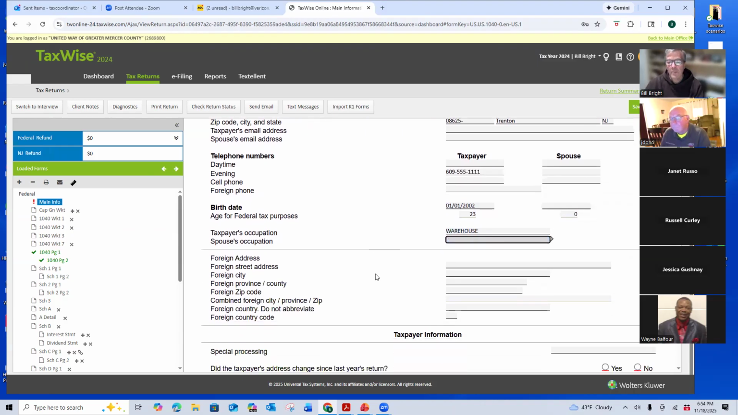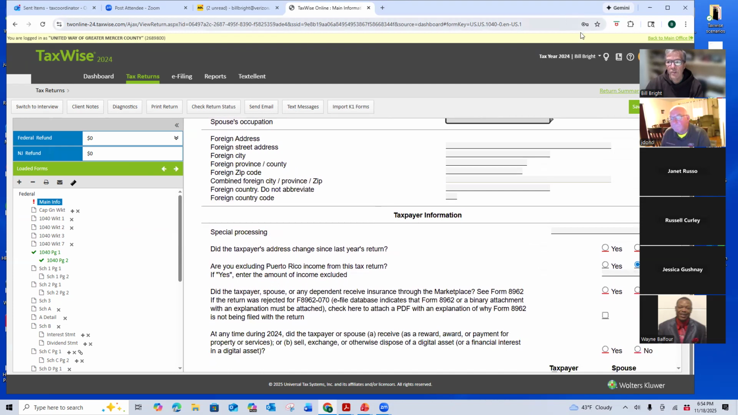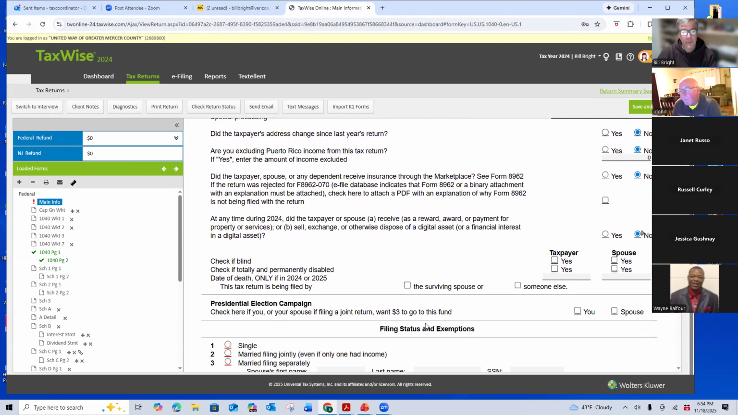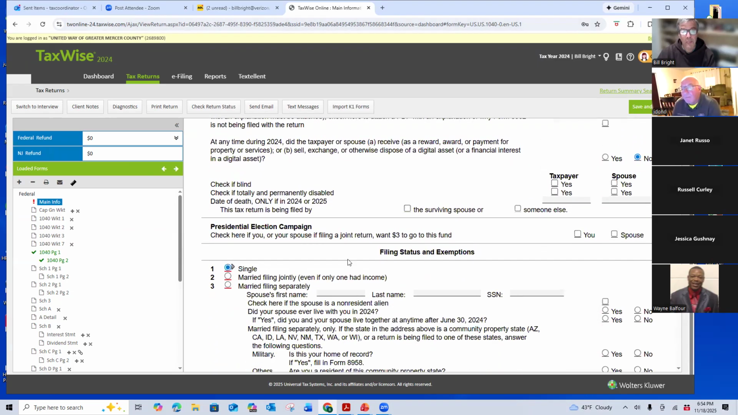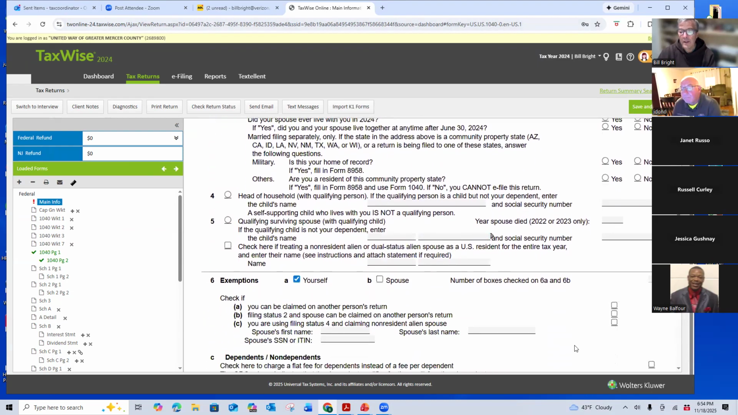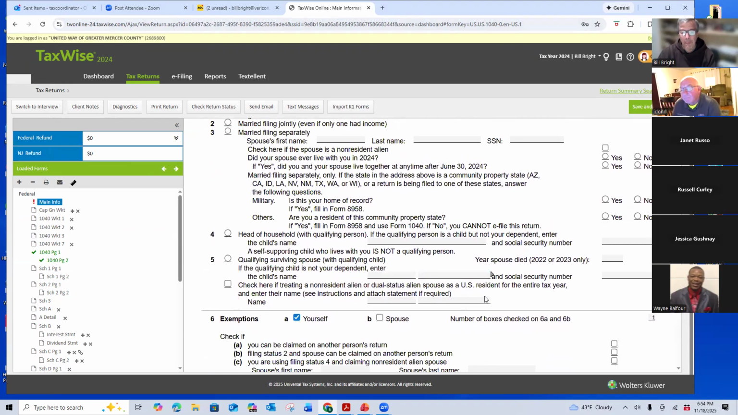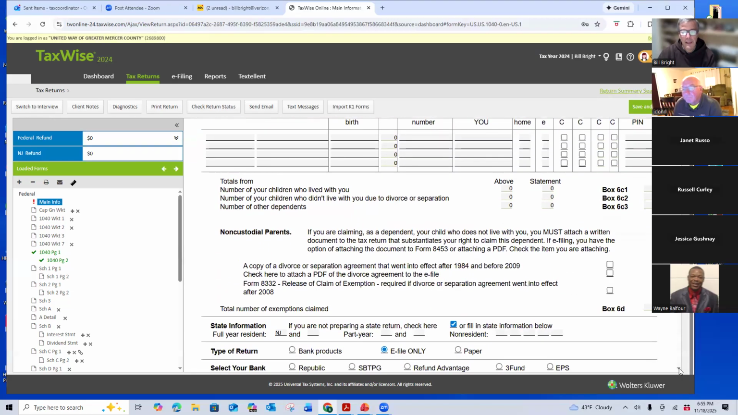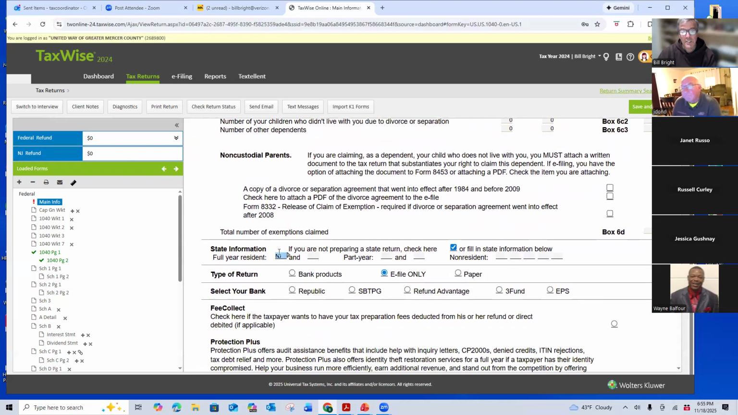So now we keep going down the main screen and answer all these questions that are there. So her address didn't change. She didn't have insurance through the marketplace, and she didn't deal in Bitcoin. Okay. She said she was single, going all the way down here. There's no dependents. And she is a New Jersey resident, so we're going to stick with New Jersey.